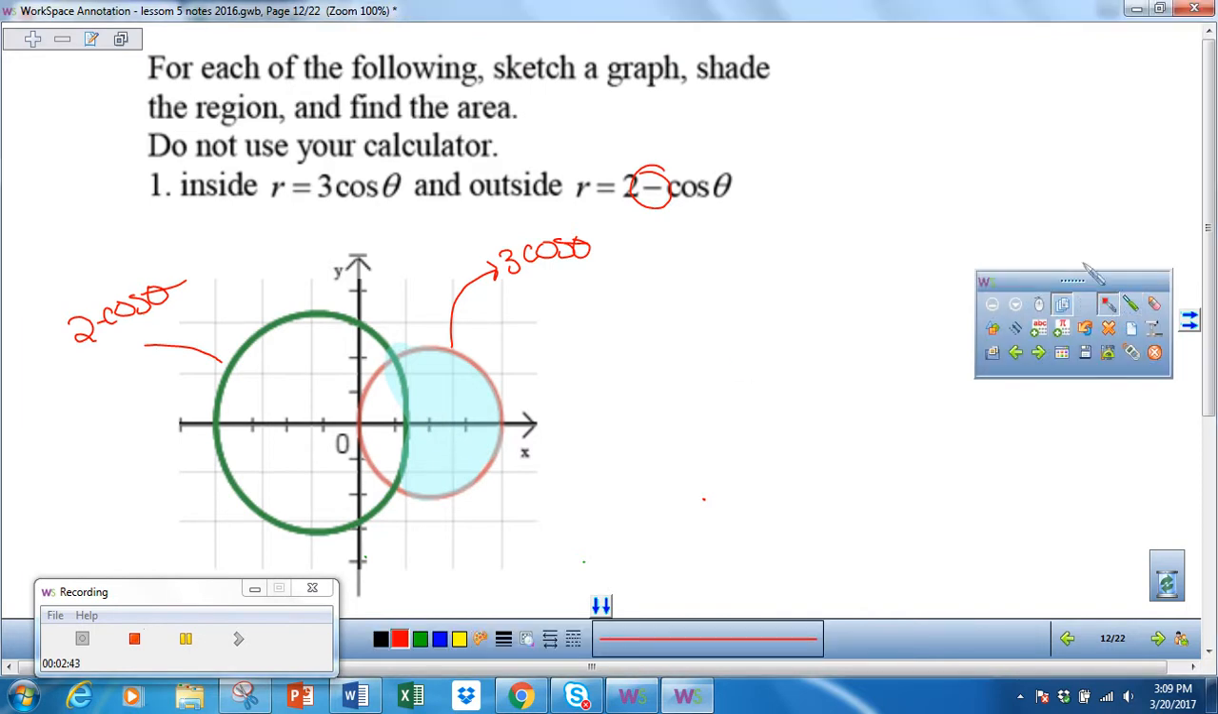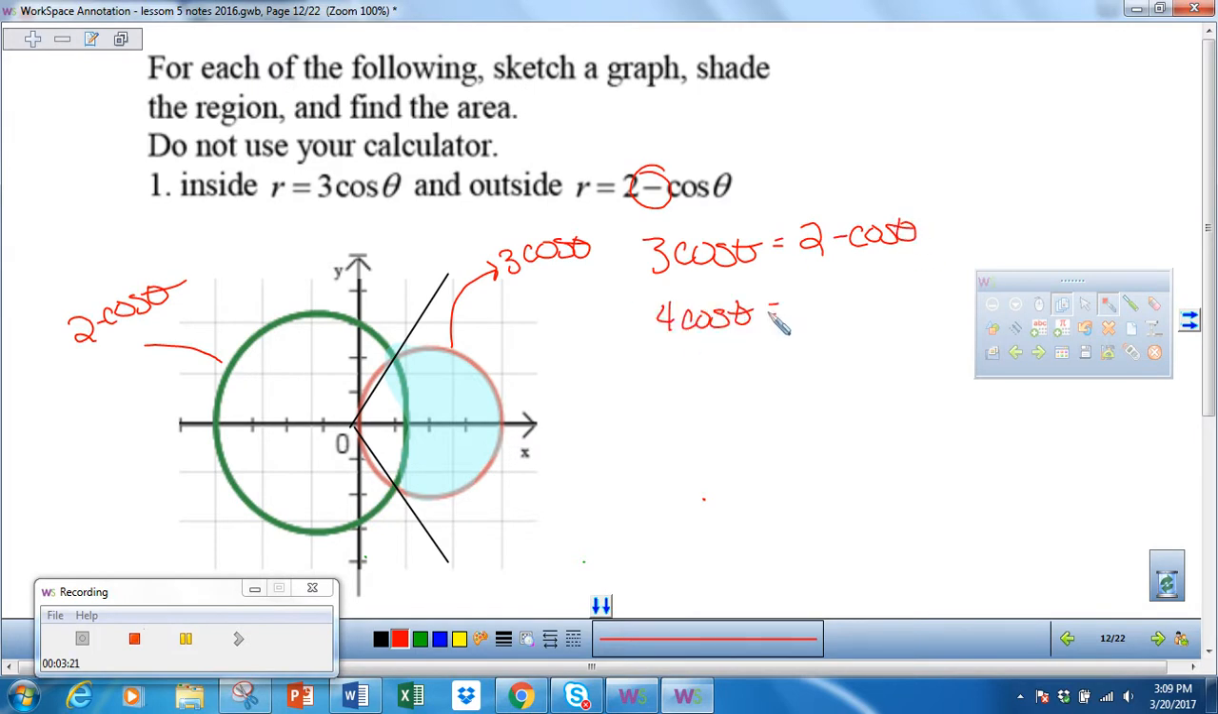Well, with anything, we need to find our radial lines. And we see that they intersect at this point. Okay? So that is their point of intersection. So if I can find that point of intersection, I can integrate from there to there. Well, how do you think we find that point of intersection? We're going to do the same thing we did in Unit 6. We're going to set these two graphs equal to each other. So we have 3 cosine theta is equal to 2 minus cosine theta. So that gives me 4 cosine theta is equal to 2, and cosine theta is equal to 1/2.